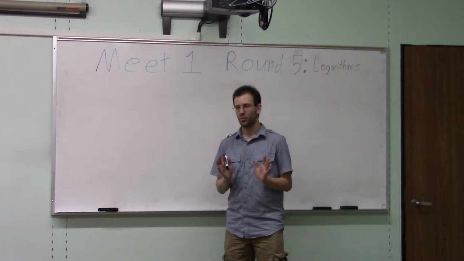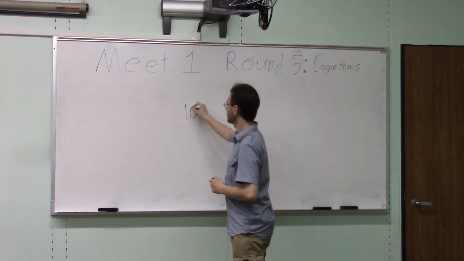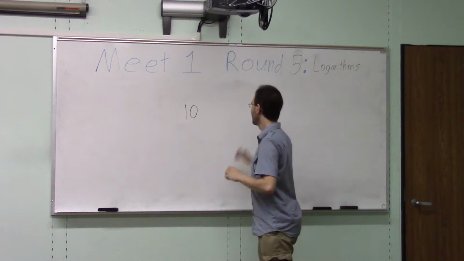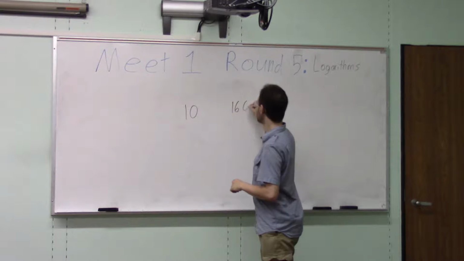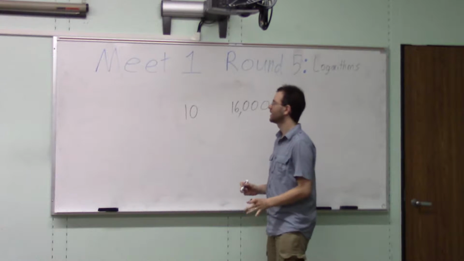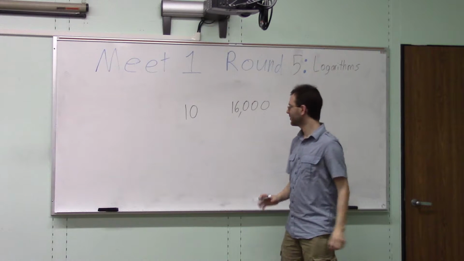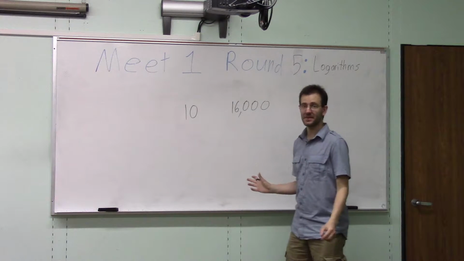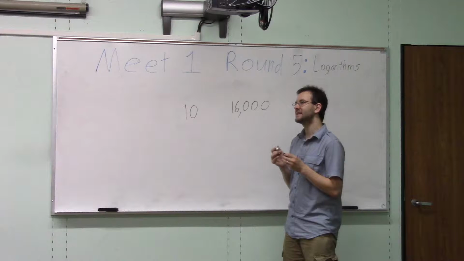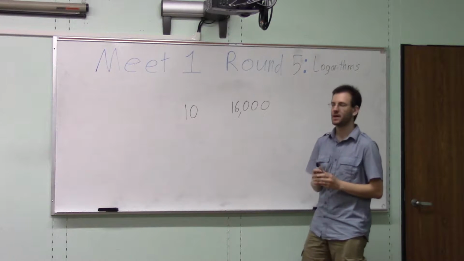Alright, what is halfway between the number 10 and the number 16,000? Arithmetically, you would add them up and average them and get 8,005. But that's not what we mean in logarithms.